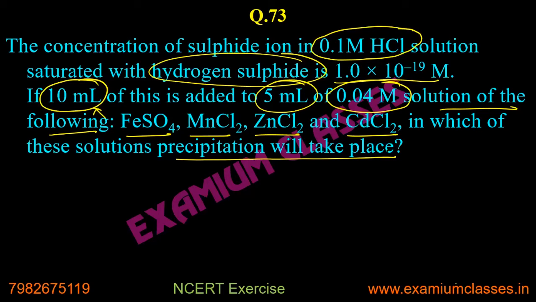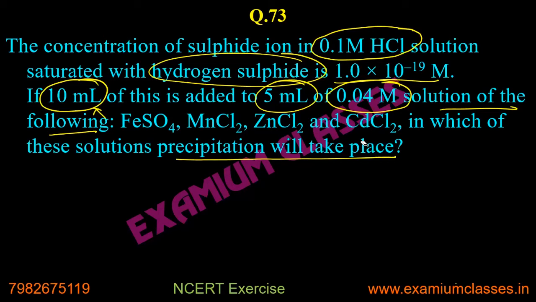Now, this question has not given the Ksp of these. So obviously, you need to get Ksp from NCERT. Okay. So there is a table given for Ksp of FeSO4, MnCl2, zinc chloride, CdCl2. And obviously, you need to compare your ionic product with that Ksp. Then you will be able to find out which one will get precipitated. So meanwhile, when we are solving this, someone should get to NCERT and get these values from the table. I'll just take 1 minute to get these values.